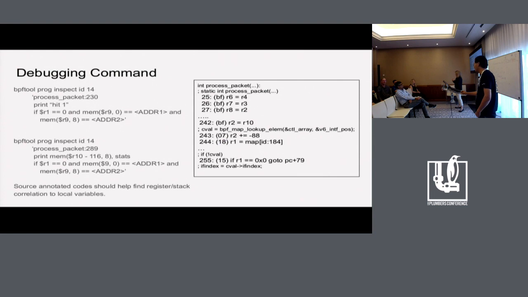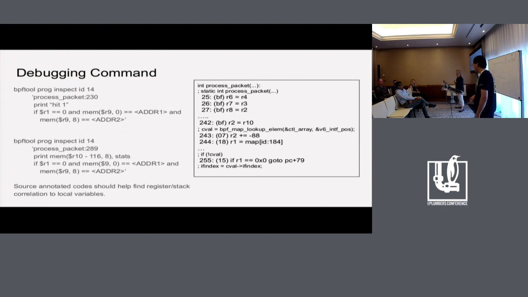And another one is, suppose this indeed hit. You want to print the key and also basically the map itself. And the command line is like you print this memory region and also print the map name. So on the line, we will try to make it work.